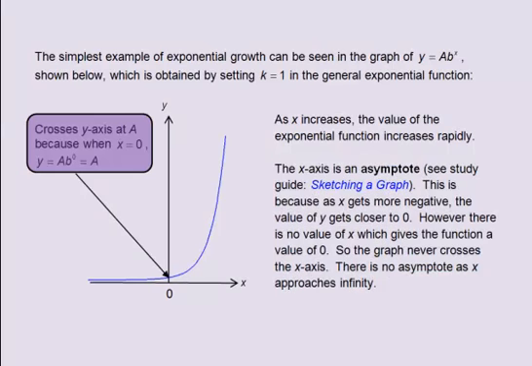The graph also crosses the y-axis at a, because when x is equal to 0, y equals a multiplied by b to the power 0, which equals a. a is indicated on the graph by the arrow.